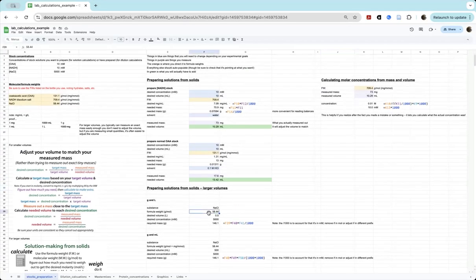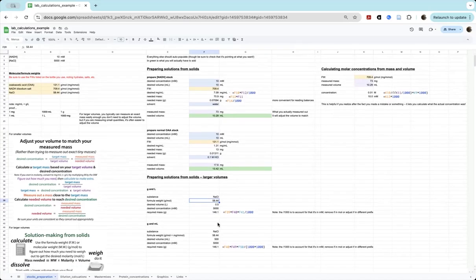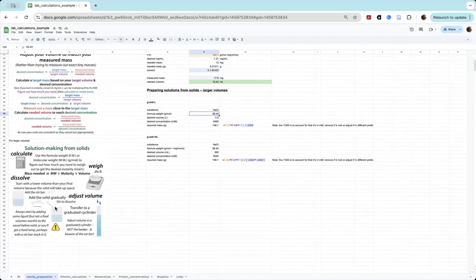And so here you can either have it directed to the things that you have on the side over here. So if you use these a lot, you use the same concentrations, you can put these over here and then direct it to there, or you can just enter them directly in the cells here. And so this will then calculate how much mass you'll need. You'll then dissolve that in a liquid and adjust it to the volume.